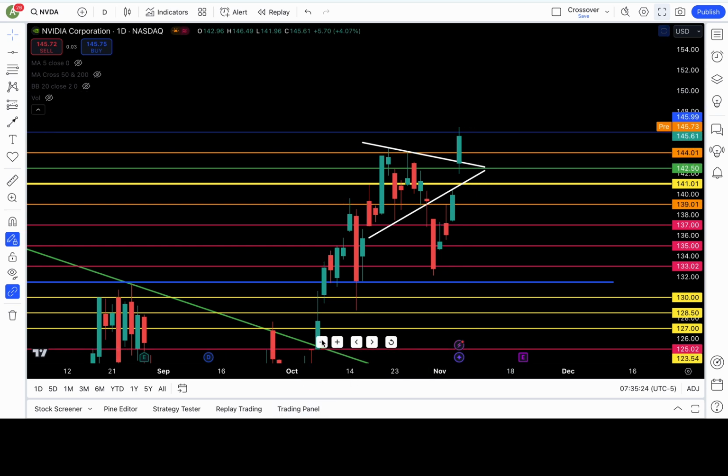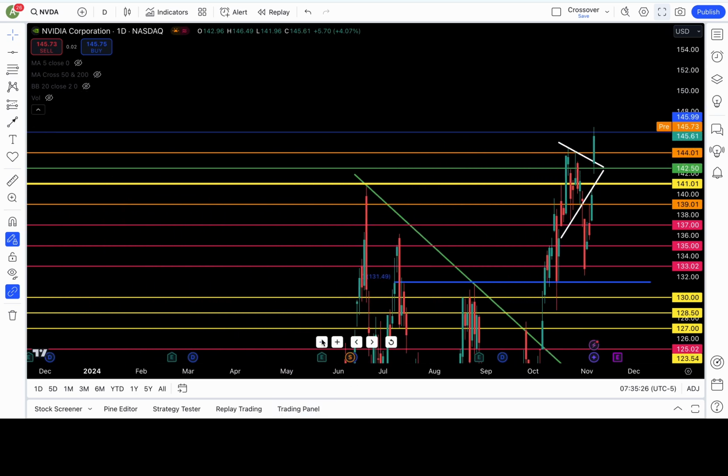NVDA. Is that a new all-time high? We cleared 144, so that's new support. I wouldn't recommend looking to short unless we break down 144 to put 142.5, 141, and 139 in play. As long as we're above 144, we're likely heading to new all-time highs. I have next resistance at 146.